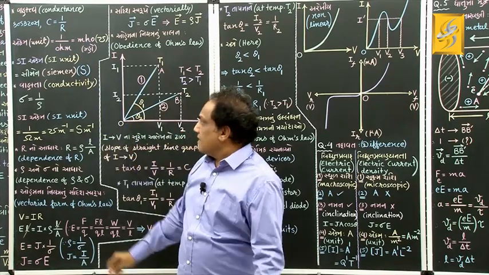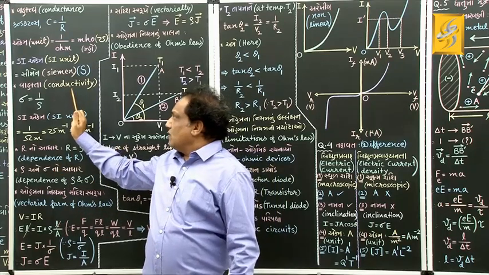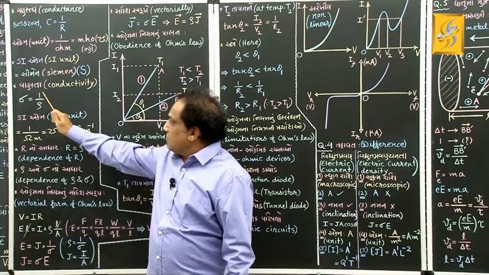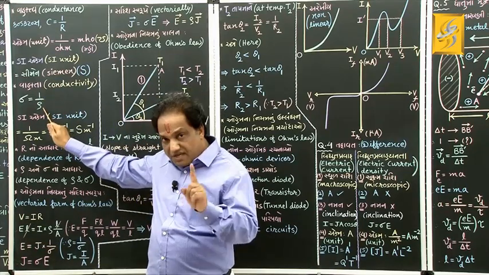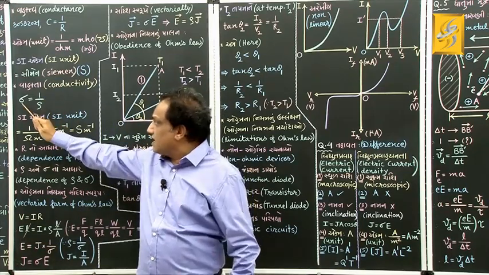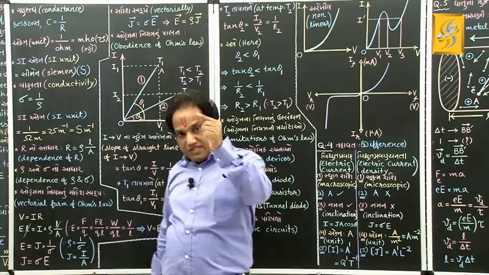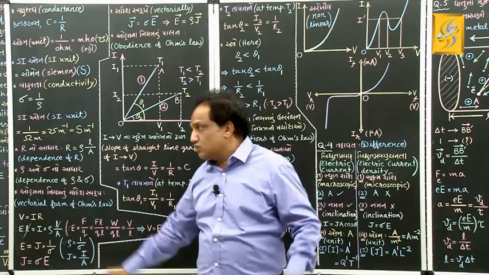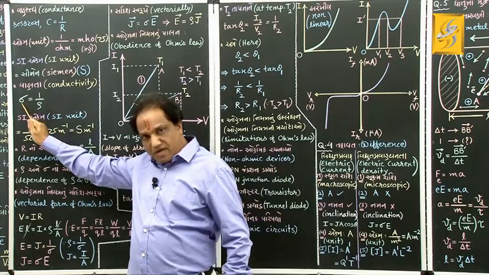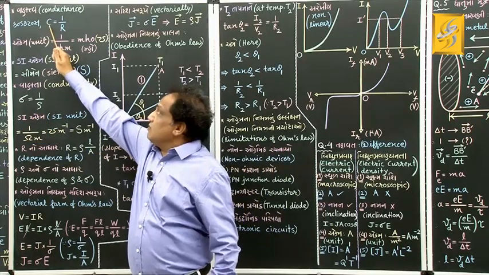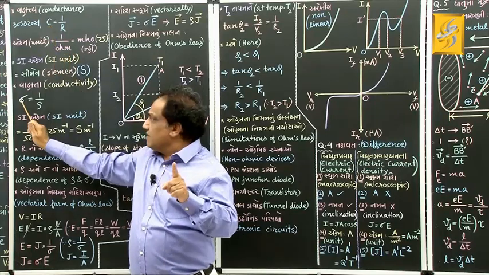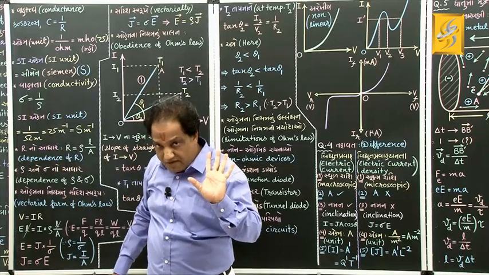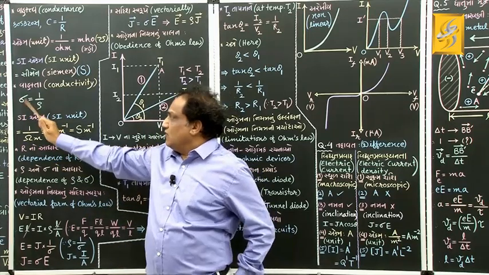Okay? Let us go for another quantity called conductivity. Reciprocal of resistivity is called conductivity. It is shown by the symbol sigma. Okay? C is the symbol for conductance, sigma is the symbol for conductivity. Don't get confused.